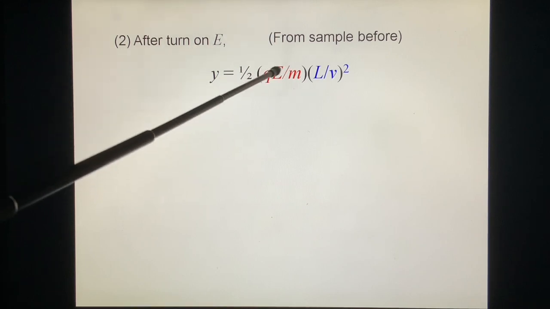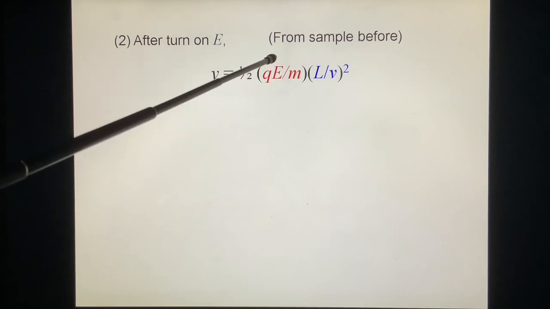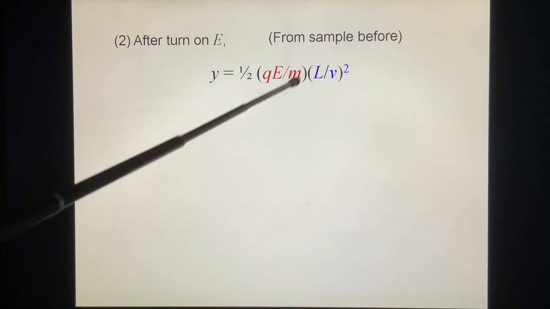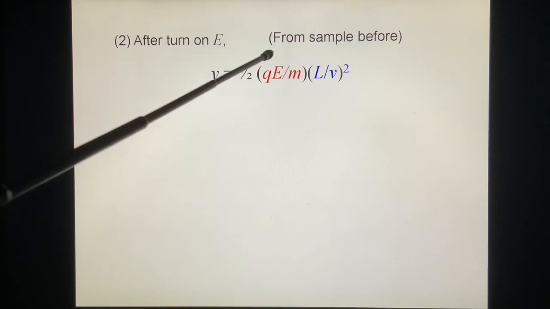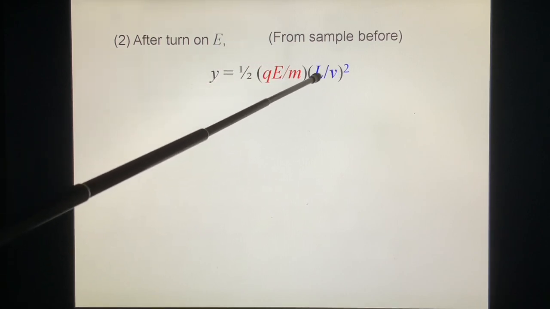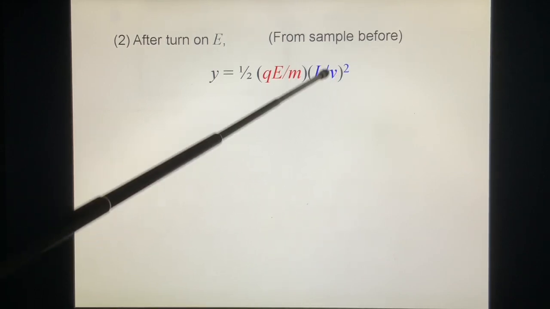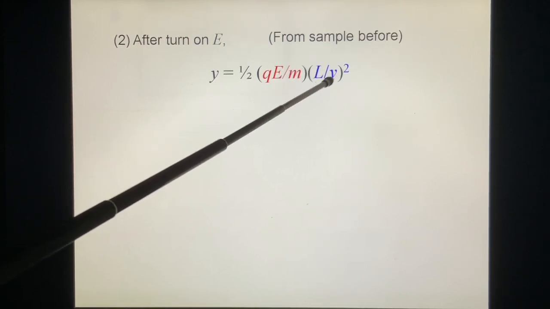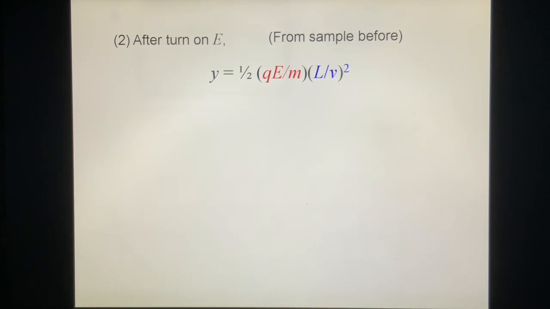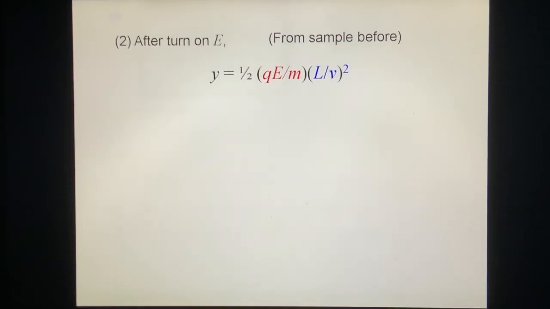A is due to the electric force, so a equals QE over M, caused by the electric field. T is the time it takes to travel distance L with velocity V, so t equals L over V. We will see the spot move up or down.